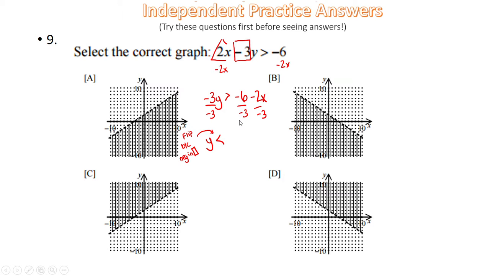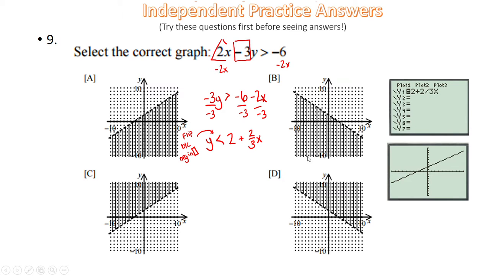And then -6 divided by -3 becomes +2. And then I have +2/3 x. Put that in my y equals key, graph it, know that less than means shade below and have a dotted line, and there's only one that has that, and that would be A.